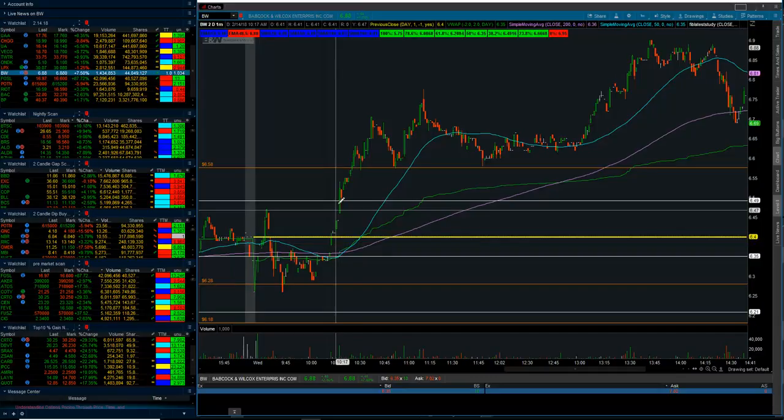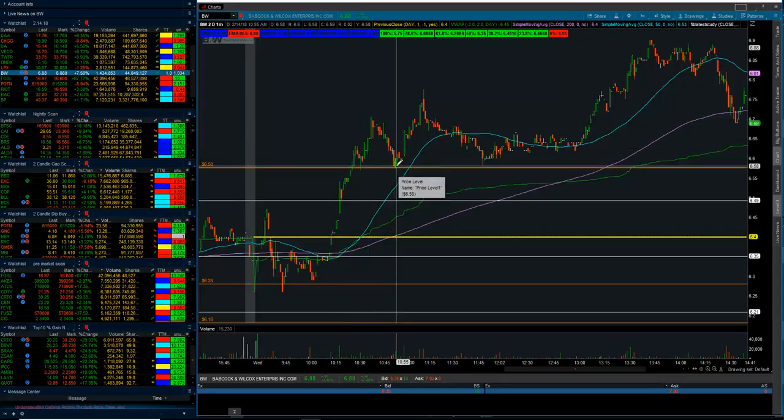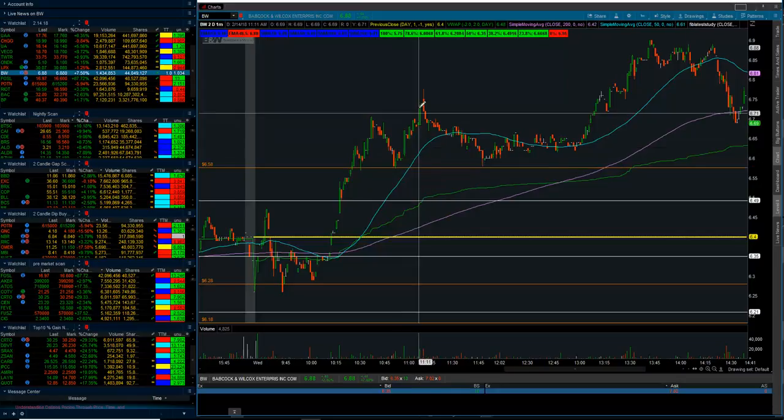Stock gaps up, breaks our high day, gets up to 671, retraces way back to that support level, the breakout level. It holds, and you could have taken it long. It retraces, and guess what? Right back to that support level.